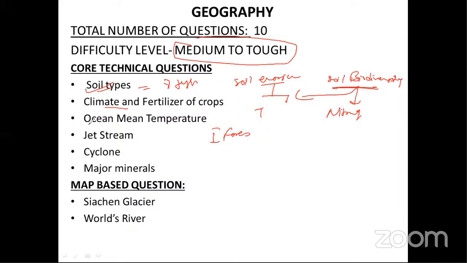Again, take ocean mean temperature. See, this topic is not mentioned anywhere. Even most of the institutes' current affairs do not cover this topic, ocean mean temperature, because what we commonly know is sea surface temperature. For the formation of a cyclone, sea surface temperature is required. But what about the ocean mean temperature?